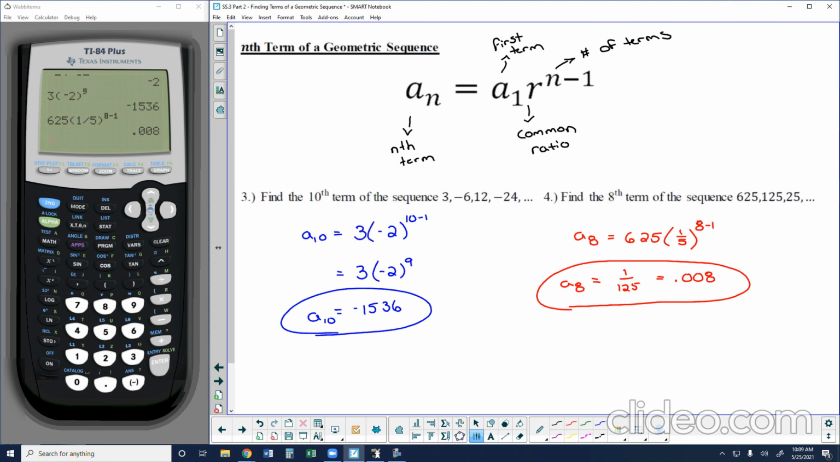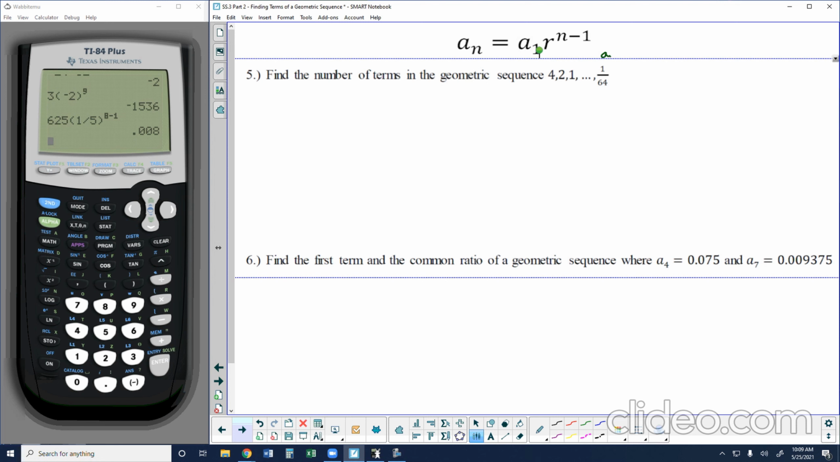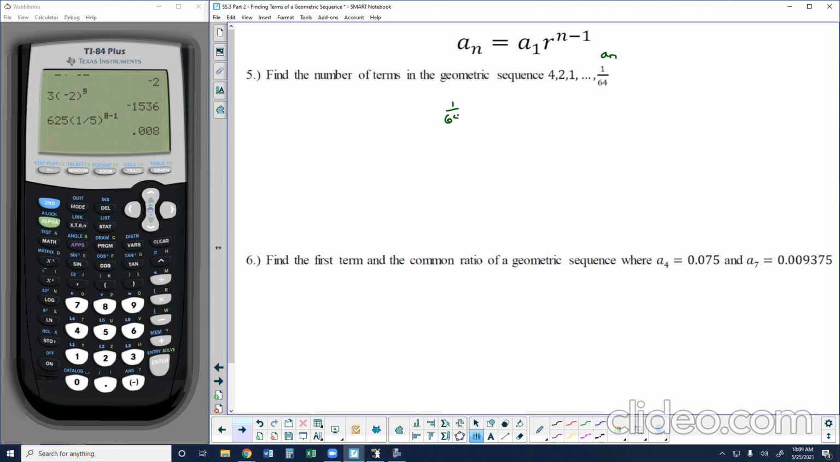So we can use this formula to find any given term in a sequence. We can also use this formula for other values. In problem number 5, we actually want to find the number of terms in the sequence. The formula is still going to be the same, but where we substitute and what we solve for is going to be slightly different. We can substitute for a sub n. A sub n is going to be 1/64. It is the nth term, or the final term, in our list. A sub 1 is still 4, the first term in the sequence.